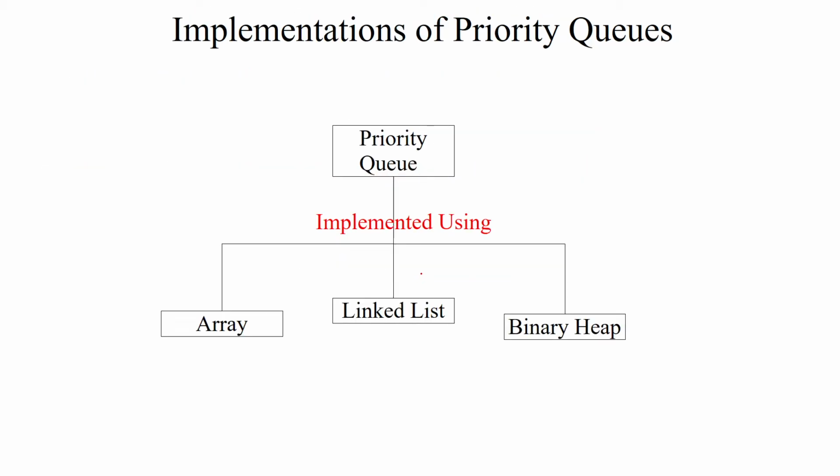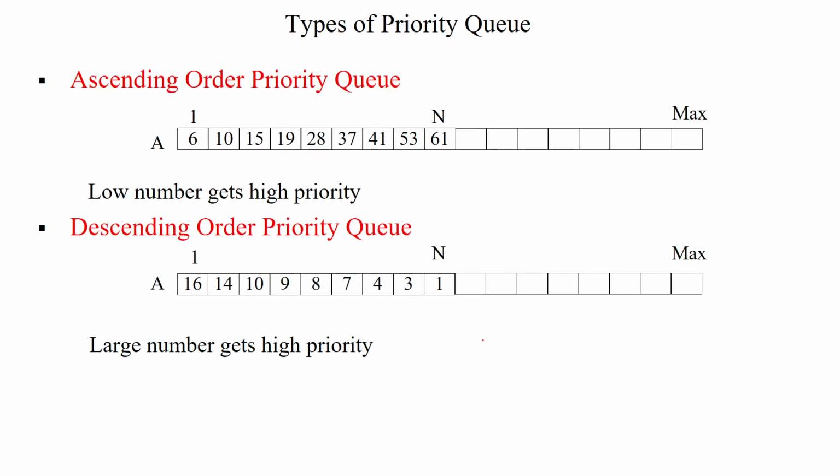So here the priority queue can be implemented by using different other data structures. The array can be used to implement the priority queue. Linked list also can be used to design the priority queue, and heap data structure also can be used to design the priority queue. And we are having different types of priority queue.